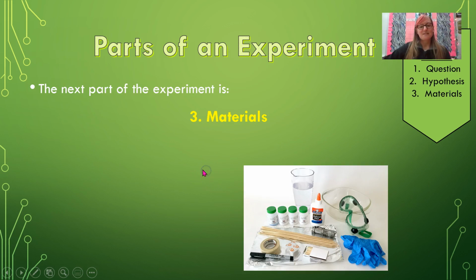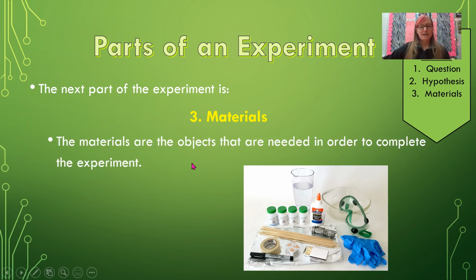After the hypothesis, we have the materials. The materials are the objects that are needed in order to complete the experiment. I like to think of the materials almost as the ingredients of the experiment. I love to cook, and when I make a new recipe, I need to make sure that I have all of the ingredients. When we are conducting experiments, we need to make sure that we have all of the materials so that we can carry out the experiment properly and successfully.